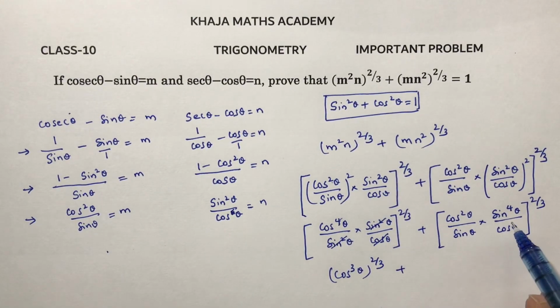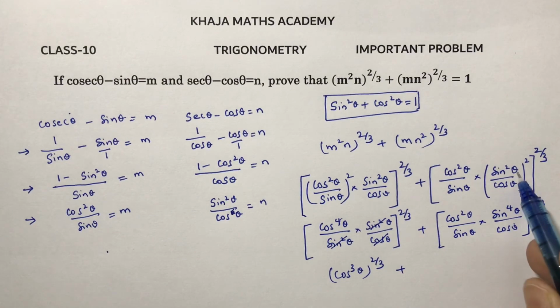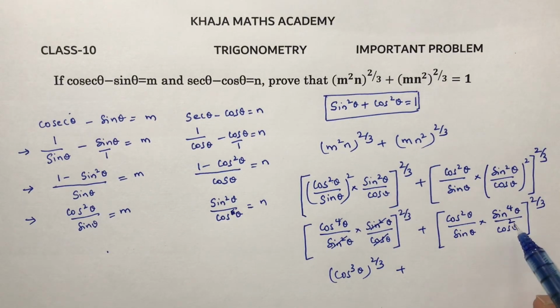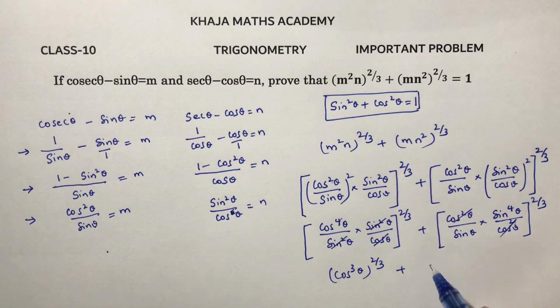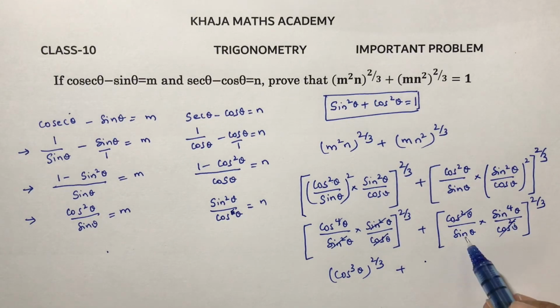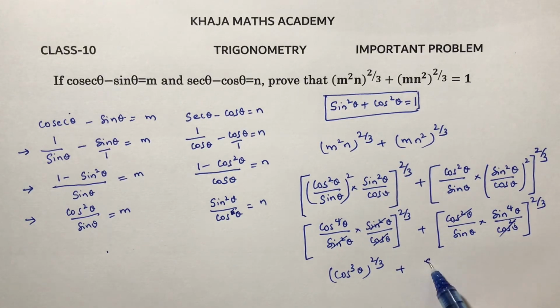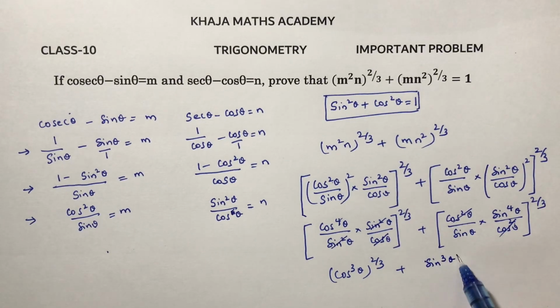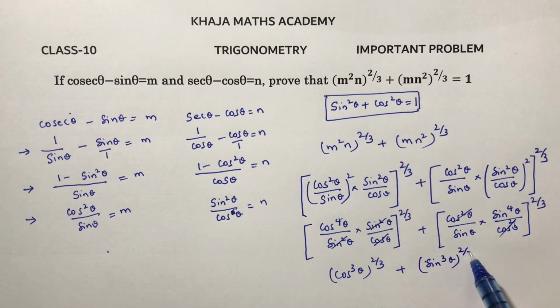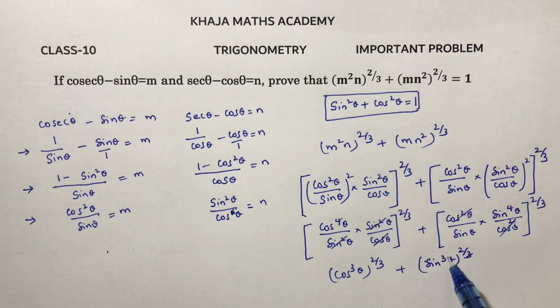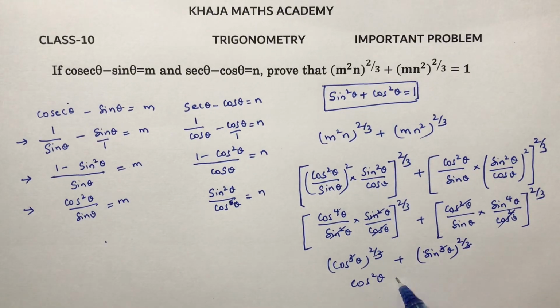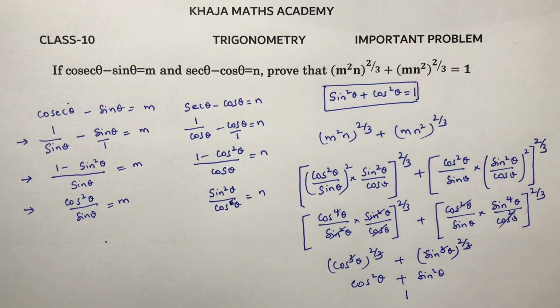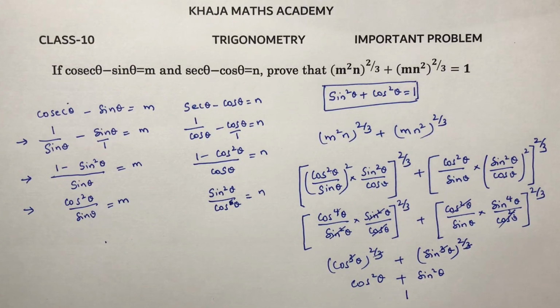Here also, sorry, here sin power 4 by cos square, and cos square will get cancelled. Here you will get sin power 4 by sin theta, which is sin cube theta whole power 2 by 3. Now here again 3 and 3 cancel, 3 and 3 cancel. You are left with cos square theta plus sin square theta. Cos square theta plus sin square theta value is 1. So in this way we need to solve the problem.